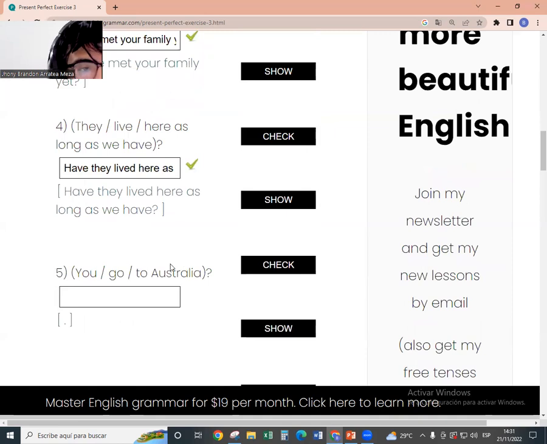And finally, that's the exercise number 5. Excuse me, Melanie, tell me please, what is first here? Very good, the verb have. And next, very good, the subject pronoun. In this case it is you. Have you? And what about the past participle of go? It is gone. Very good, you're very smart. Have you gone to Australia? And let's check. And it's correct.